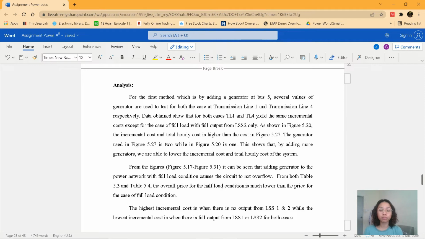And from both table 5.3 and table 5.4, the overall price for the half load condition is much lower than the price for the case of full load condition. And the highest incremental cost is when there is no output from LSS2 and LSS1, while the lowest incremental cost is when there is full output from LSS1 and LSS2 for both cases.